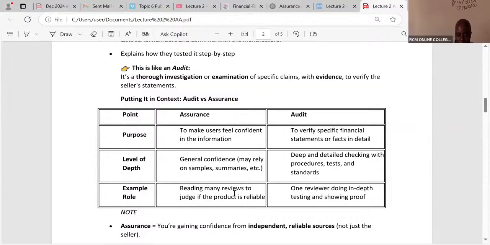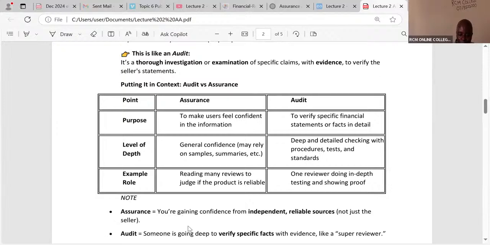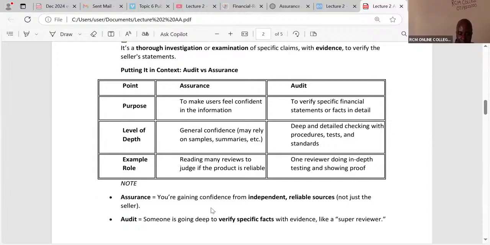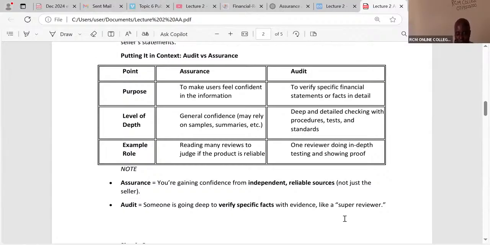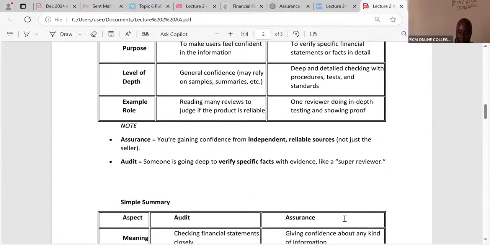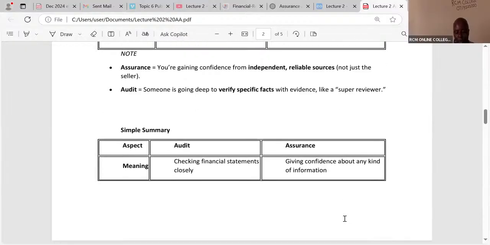Example: reading many reviews to judge if the product is reliable. Then we have one reviewer doing in-depth testing and showing proofs. For assurance, you are gaining confidence from independent, reliable sources, not just the seller. For audit, someone is going deep to verify specific facts with evidence, like a super reviewer. That super reviewer we shall be calling the independent auditor.